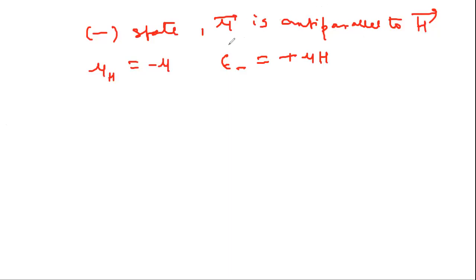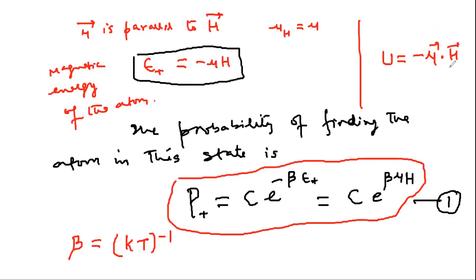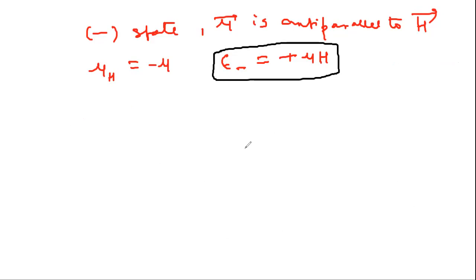So when the atom is in the negative state, that is mu is antiparallel to h, the magnetic moment of the atom in the direction of h is minus mu, and the corresponding magnetic energy of the atom, epsilon minus, is plus mu h, because of the relation which we discussed. And since mu is antiparallel to h, we have cos 180 degrees, which is minus 1, so overall it becomes plus. So we have this magnetic energy here.